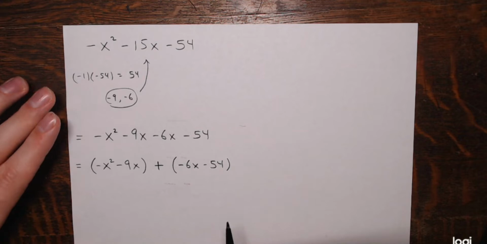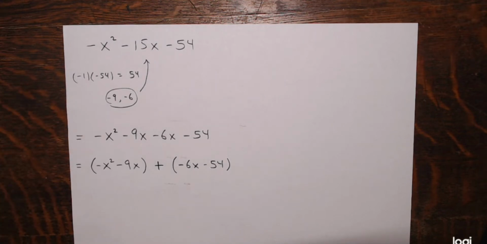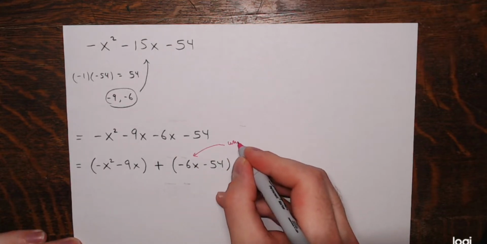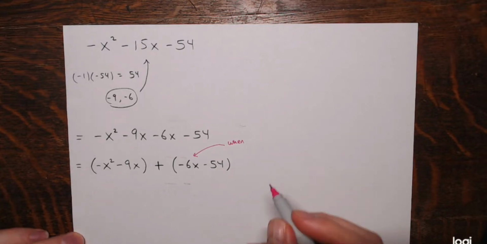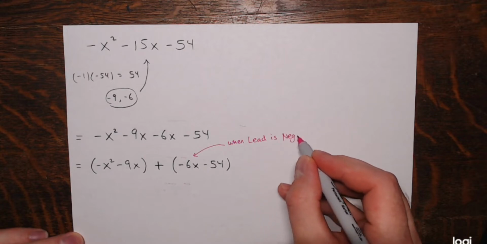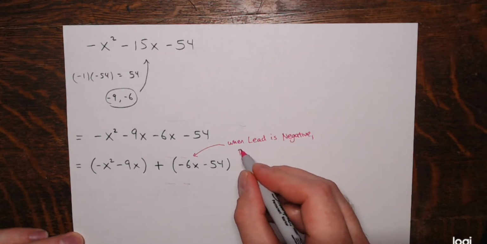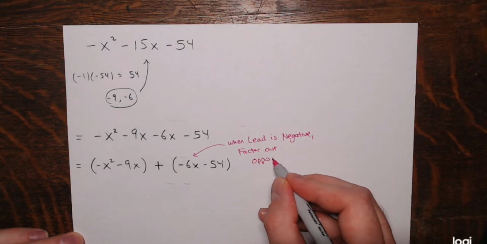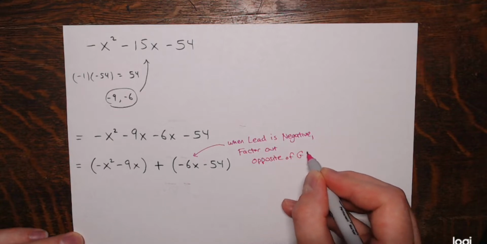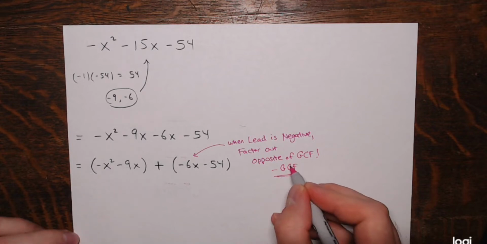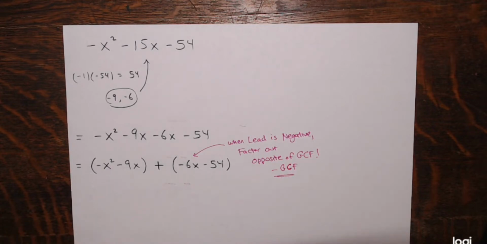All right, now it's a good thing this kind of problem came up, because I do want to point out this note. When the lead coefficient of a polynomial you're factoring is negative, so I'll say when lead is negative, factor out the opposite of the GCF. Or negative GCF, if you will. It'll make things that much easier for you, I promise.